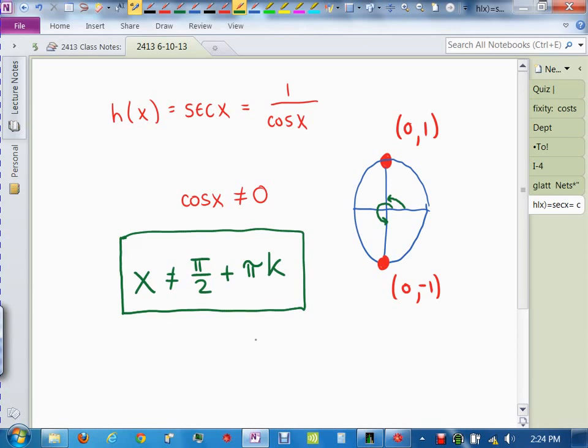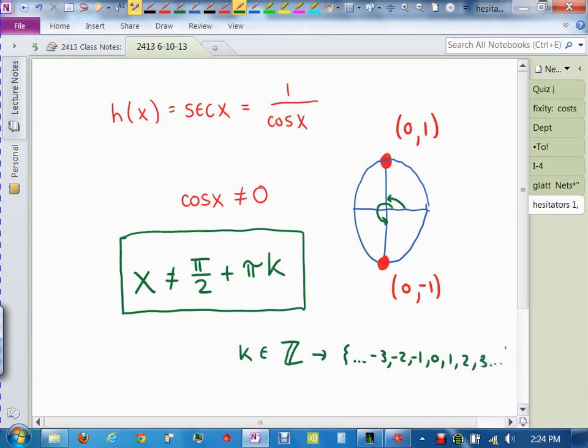I'm going to put it down here, where k is an element of Z. Anybody know what Z is? Everyone knows what script R is. That's the real numbers. But what's script Z? Integers. So this is basically the set ..., -3, -2, -1, 0, 1, 2, 3, ... forever. All integers.